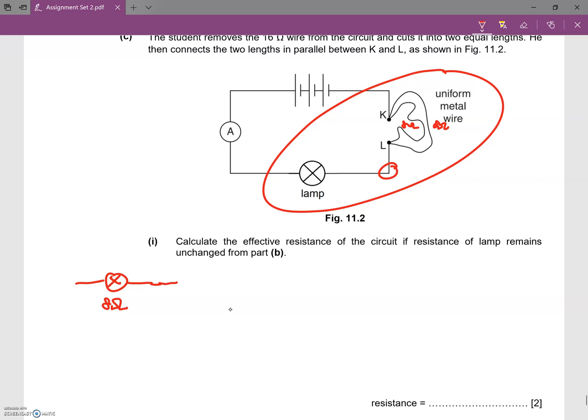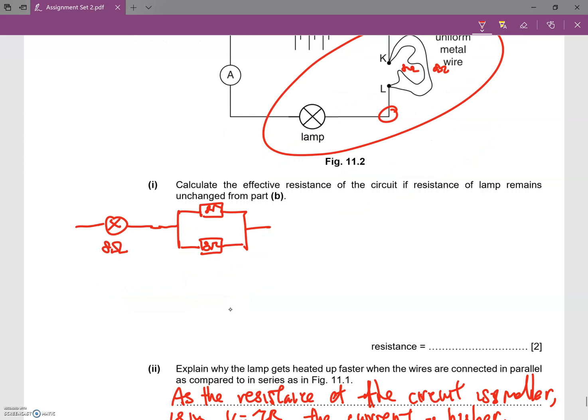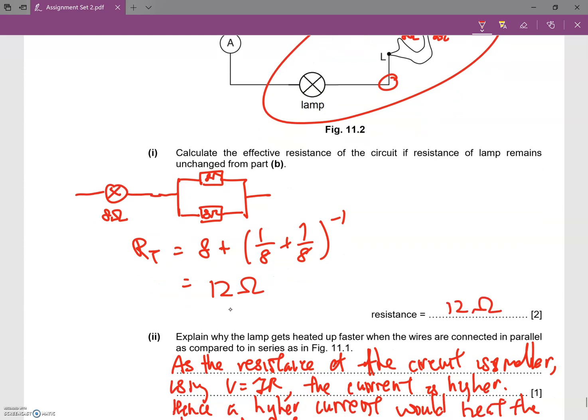Now I have two 8 ohm wires connected in parallel. So this is equivalent to connecting two 8 ohm resistors in parallel. So this 8 ohm is 8 ohm. So to find the effective resistance, okay, to find the total resistance, it's actually just 8 plus two of them in parallel, so 1 over 8 plus 1 over 8 inverse. So what we're going to get over here is actually 12 ohm. So the resistance here will be 12 ohm.